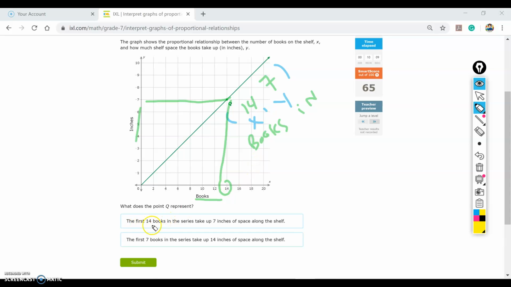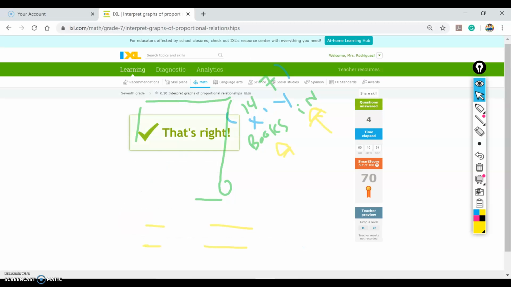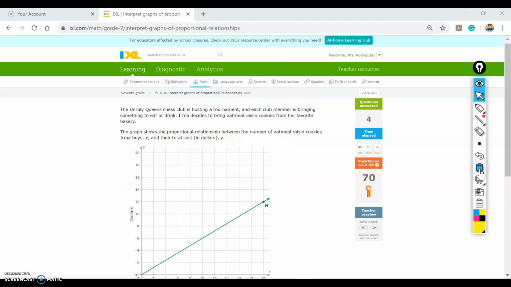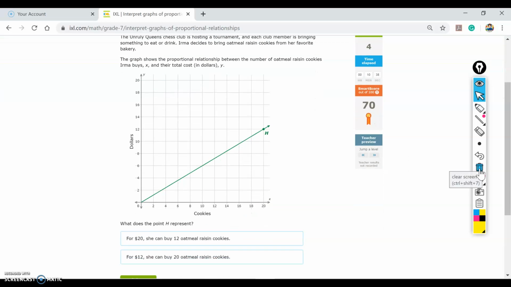So let's see which one makes more sense. The first 14 books in the series take up 7 inches of space along the shelf. I think that one makes sense because they're talking about 14 books and you have 7 inches of space, which matches these two here. But let's check on the second one. 7 books and 14 inches of space. Do you think that makes sense? Not right. It would be the first one because you have 14 books and 7 inches of space. Let's check. Perfect.